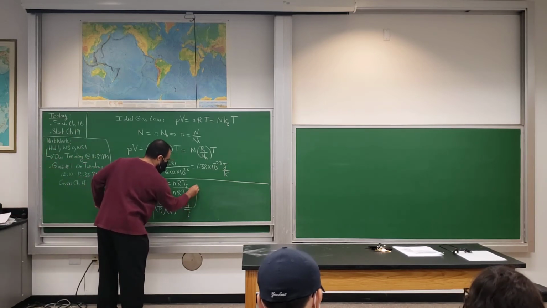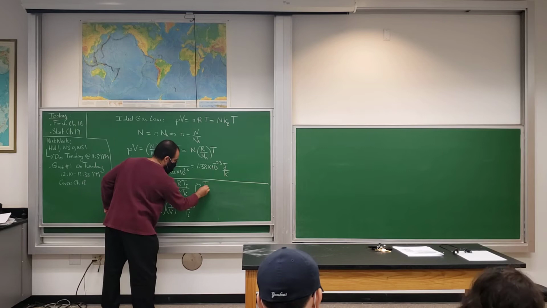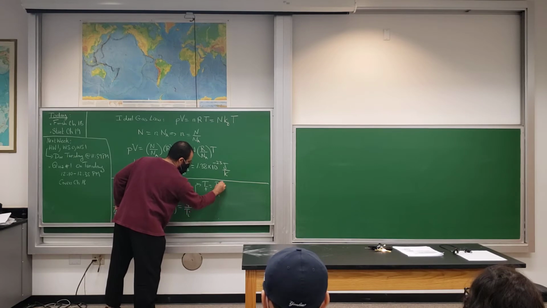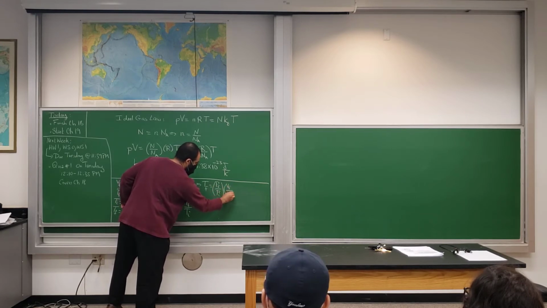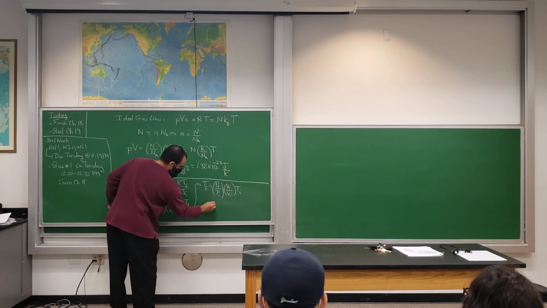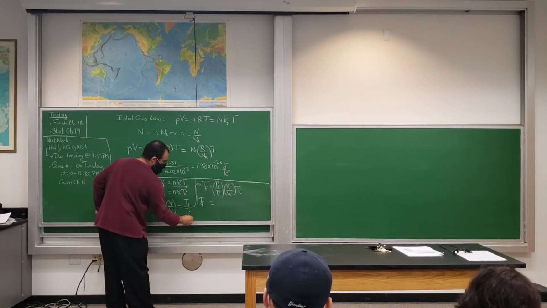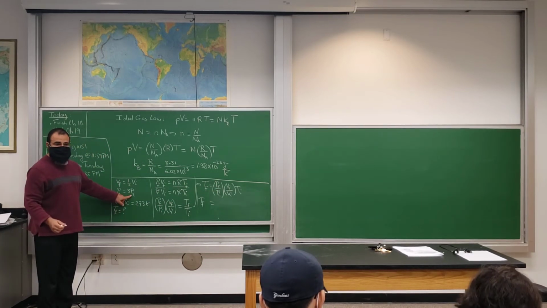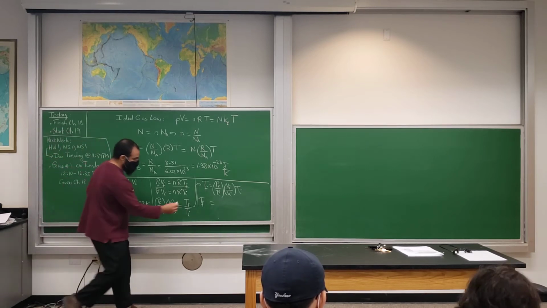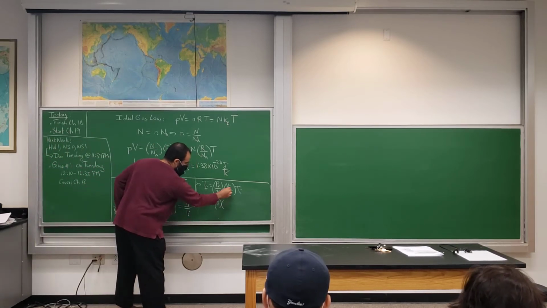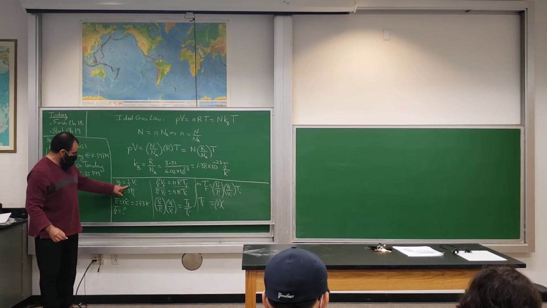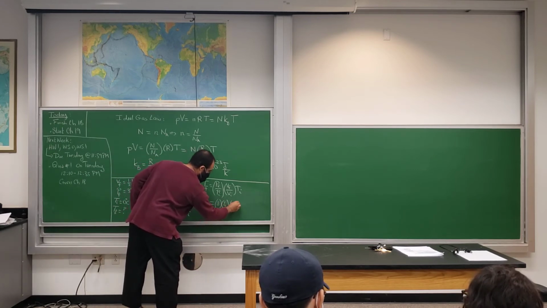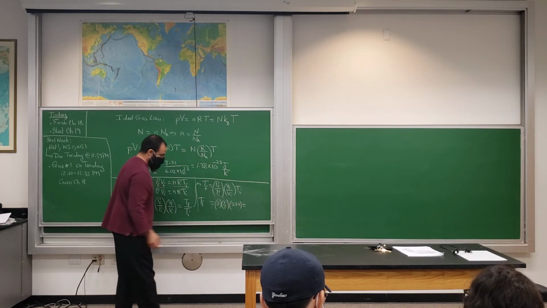So here, you get T final is equal to P final over P initial, V final over V initial, T initial. P final is 3 times P initial, so P final over P initial would be 3. V final over V initial, you get a half, right? And T initial is 273, right? And you do the math.